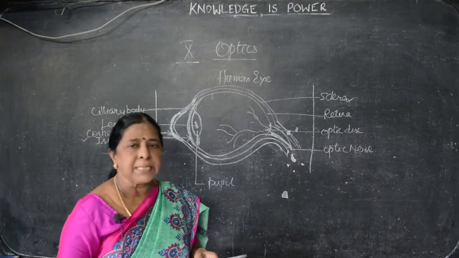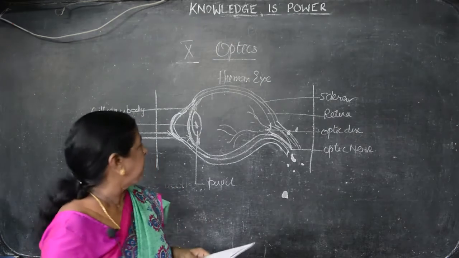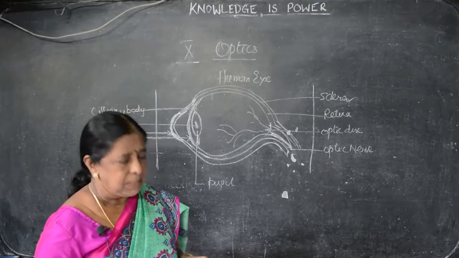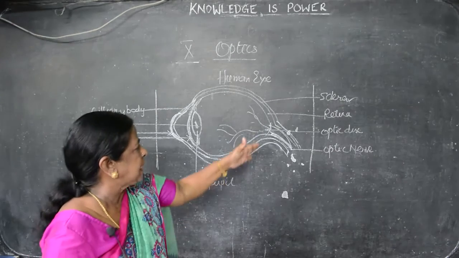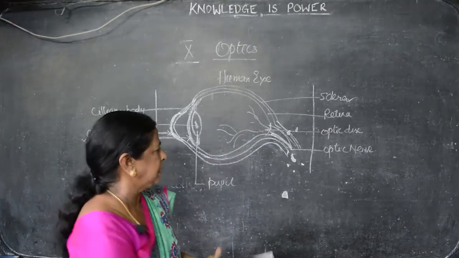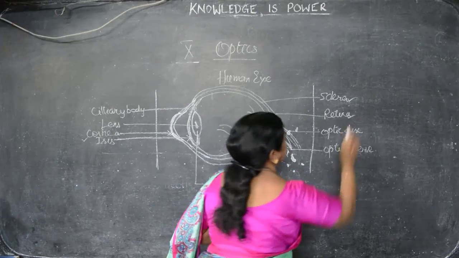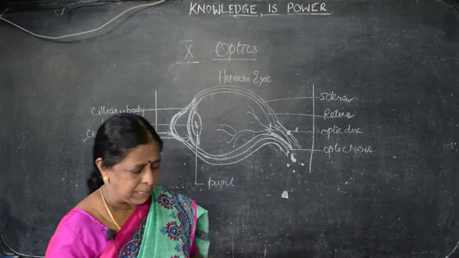Then the pupil is the center part of the iris. It is the pathway for light to the retina. So where do we get the images of objects? On the retina only. The retina is the back surface of the eye.